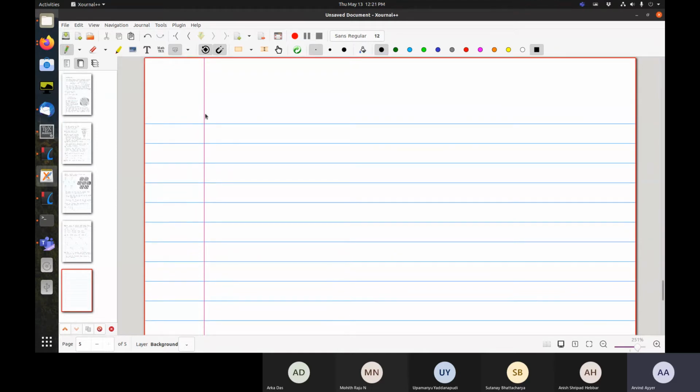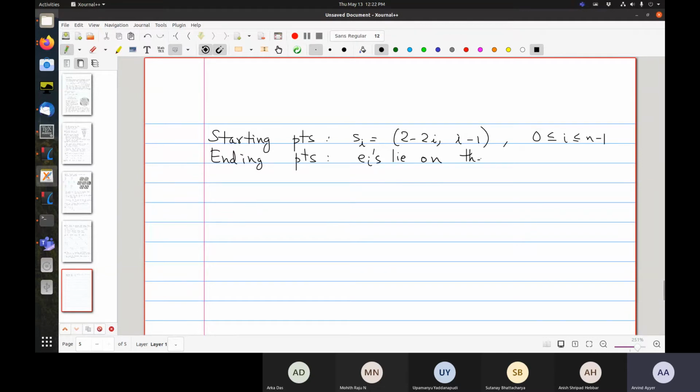The starting points are the S_i, which is (2 minus 2i, i minus 1). I'll draw figures soon. Here 0 is less than or equal to i is less than or equal to n minus 1. Then the ending points E_i. The problem now is that there's no way to formulate this as non-intersecting lattice paths where the E_i are fixed. Instead, what we can say is that the E_i lie on the line y equals 1 minus x, and we use upright steps as usual.